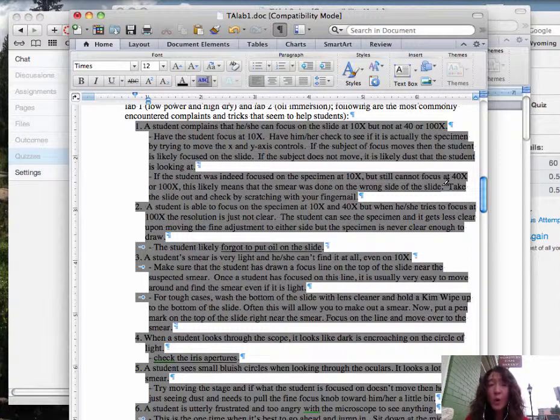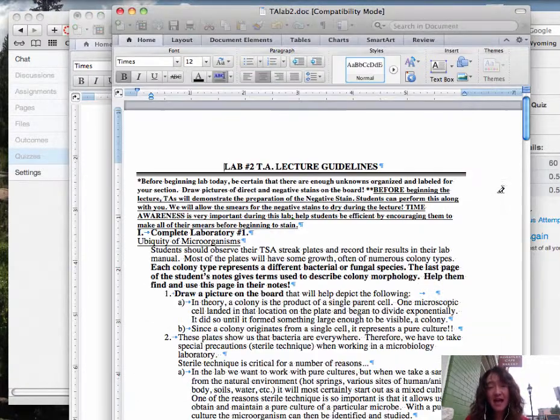Now on lab 1, we're asking them only to use the 10x lens and the 40x lens and not the high power oil immersion lens. We're going to save that for lab 2. So that's a nice segue into the lab 2 TA guidelines, where your responsibility will be a little bit greater.